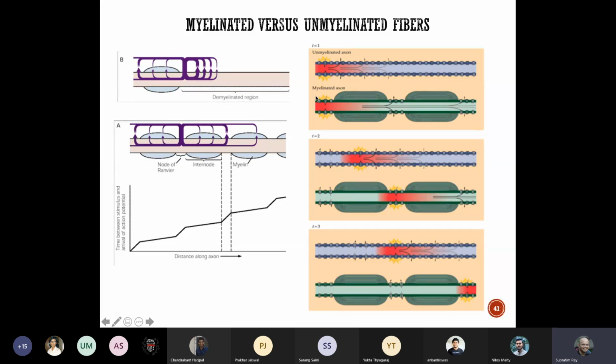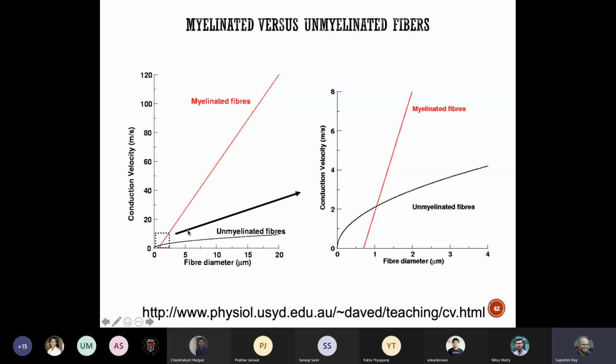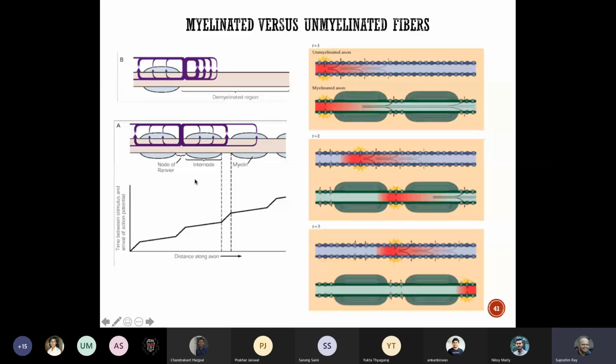The myelinated axon jumps from one node of Ranvier to another. Unmyelinated axon is slow. In fact, you can show that if you look at the conduction velocity as a function of fiber diameter, it increases as a square root of the diameter in the case of unmyelinated fibers, but it increases linearly for myelinated fibers. So this is basically what nature did in order to speed up the action potential. It basically started myelinating the axons.